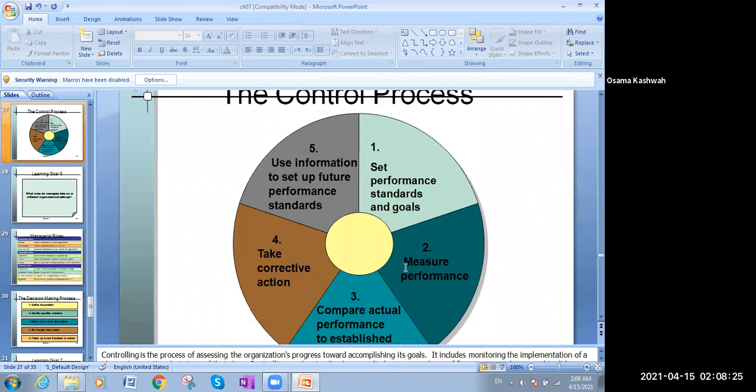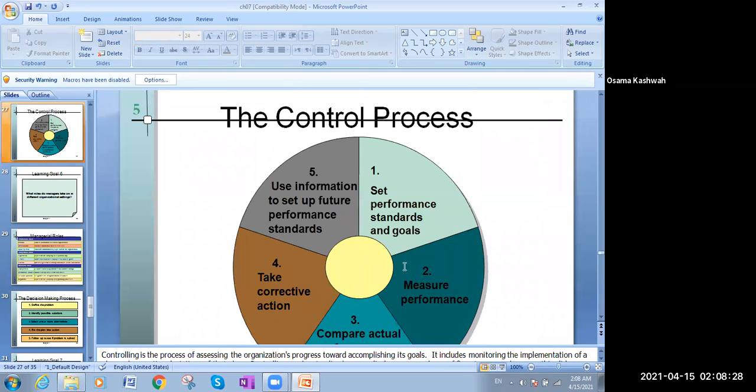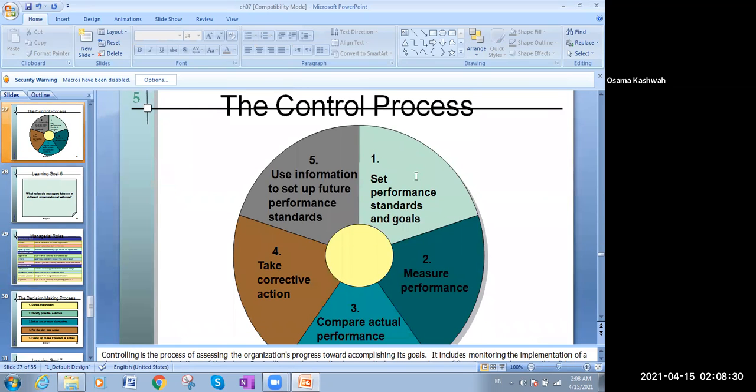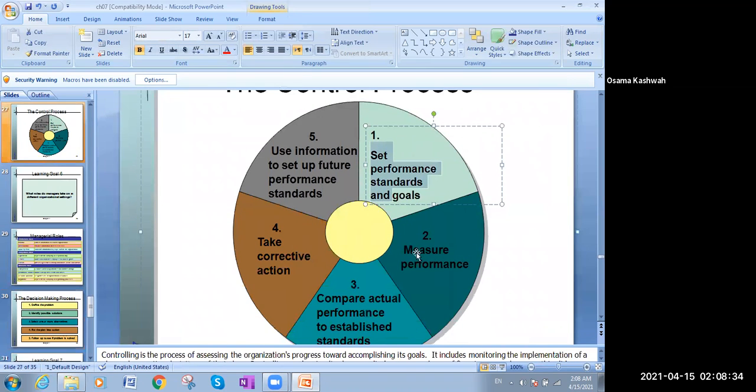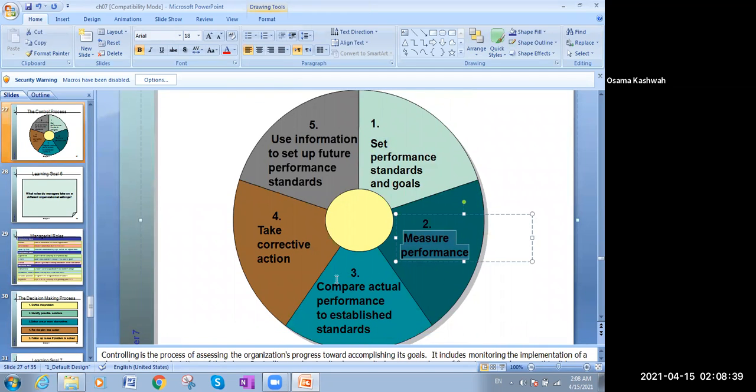How about the control? What do you mean by the control process? First, we will set the standards. Second, we'll measure the performance. Third, we'll compare the actual performance with the standards. Fourth, we'll take corrective action. Fifth, we'll use information from the feedback to set up future performance standards. Okay? Set the standards.